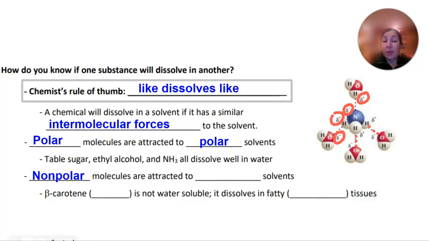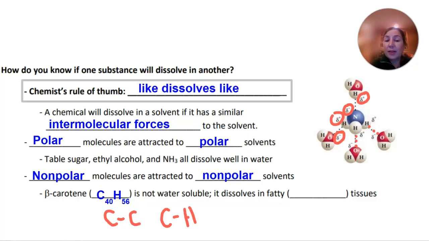What happens with nonpolar molecules is they will only be attracted to nonpolar solvents or dissolve well in nonpolar solvents. For example, beta carotene is a big nonpolar molecule, C40H56. All of the carbon-carbon and carbon-hydrogen bonds that it's composed of are nonpolar. The C to C electronegativity difference is 0. All of the C to H bonds have a difference of only 0.4. These are really small electronegativity differences, so they're all nonpolar bonds.